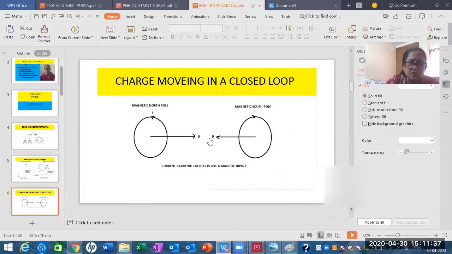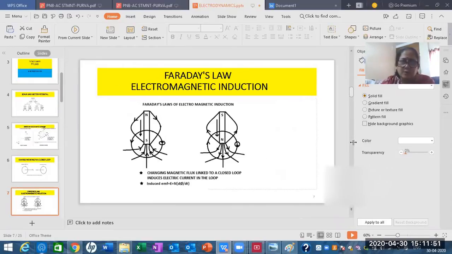So Lenz's law shows you the production of a dipole, as the charge moves in a clockwise or an anti-clockwise direction. This is the PowerPoint slide for that. This is Faraday's law, electromagnetic induction. A current is induced in a loop.